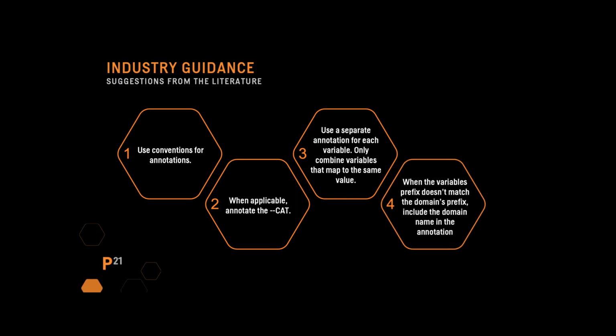And then the fourth and final one here is that when variable prefixes don't match, include the domain's prefix in the annotation. So for example, in the associated persons demographics domain, the SREL variable denotes how the subjects are related. If you don't know SDTM, you have no idea that SREL is something that's reserved for associated persons domains. So it's important. In that particular instance, you might want to append APDM in front of the SREL variable annotation to make it more clear where that variable is.